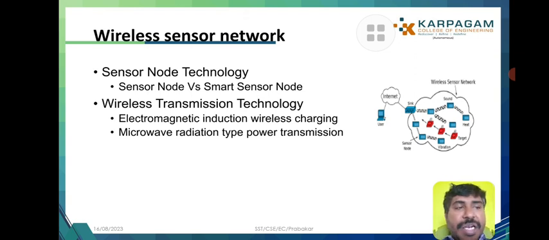The first one is wireless sensor networks. A wireless sensor network provides the structure for the sensor nodes, creates the network, and broadcasts the data received by a single node to the group of nodes and finally to the control unit. The technologies include the sensor node, the smart sensor node, wireless transmission technology, electromagnetic induction, wireless charging, and microwave radiation type power transmission. The diagram illustrates that.